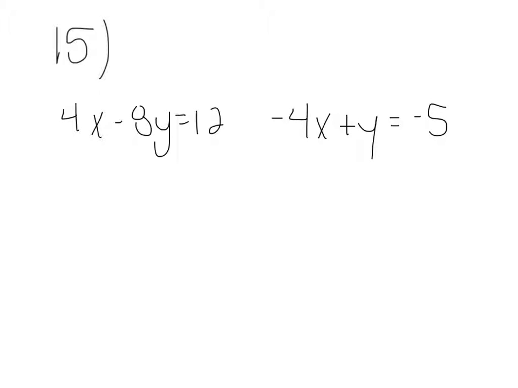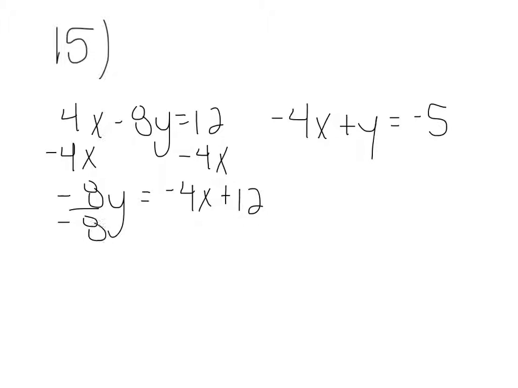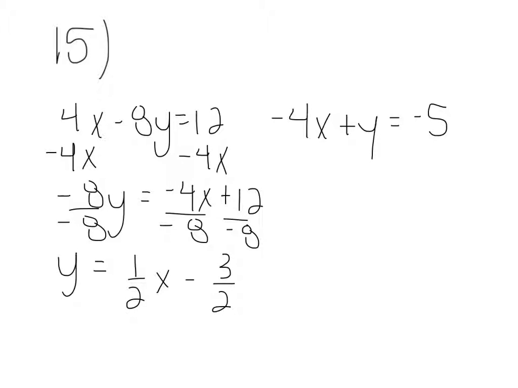So now we're on, it looks like number 15. I'm going to write them both first in slope-intercept form again. So I have 4x minus 8y is equal to 12. On the next one, I have negative 4x plus y is equal to negative 5. Over here on the left one, I'm going to subtract 4x, and then I'm going to end up dividing by negative 8. So I have negative 4x so far plus 12. Divide by negative 8 on all three terms, and I get y is equal to positive 1/2 x minus, it looks like it's going to be 3/2, because 4 goes into both 12 and 8.